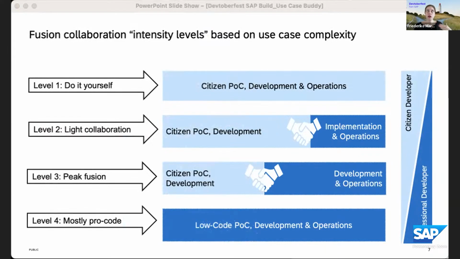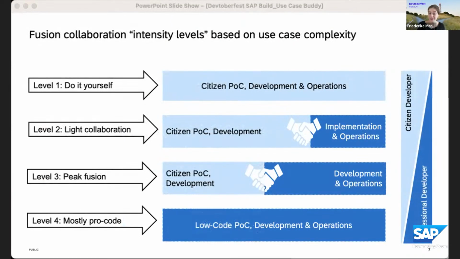Level 3 is what we would call peak fusion. There, the citizen developers and the professional developers are both fully involved in defining and building the solutions, and then the IT admins are involved for development and operations. Already at level 3, it's a use case that's complex, hard to set up, and important to define the right way. That's why you would have the citizen developer, with the business knowledge, and the professional developer, with the real development knowledge, 50-50 in it. That's how we would define level 3. Of course, you could also think of different levels, but that's what we propose.